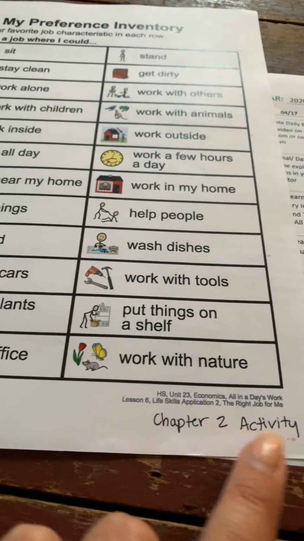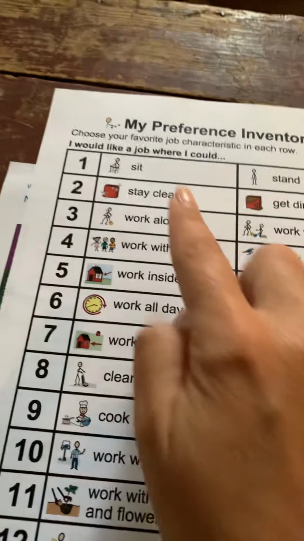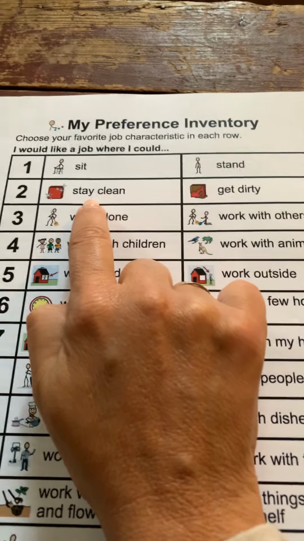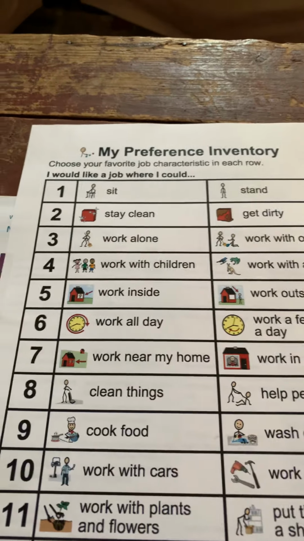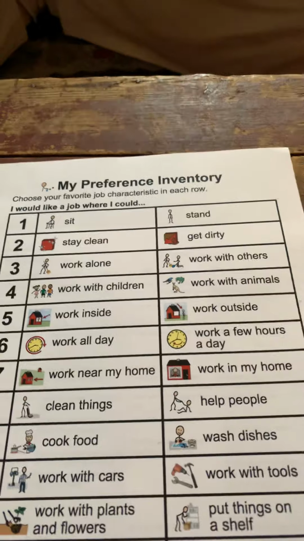And this is a preference inventory. This is so you can think about what kind of jobs you would like and the characteristics of each job. Some jobs you have to sit, some jobs you have to stand. So which do you prefer? Do you like sitting down all day at a desk, or do you like to stand up and walk around? Some people like to stay clean at their job. They don't want to get their hands dirty or their clothes dirty, and some people don't mind. So you can choose which is your preference.